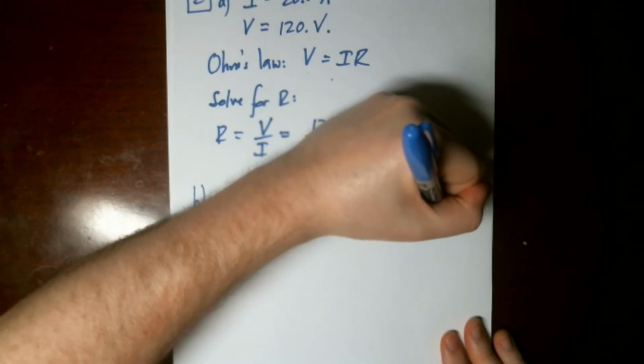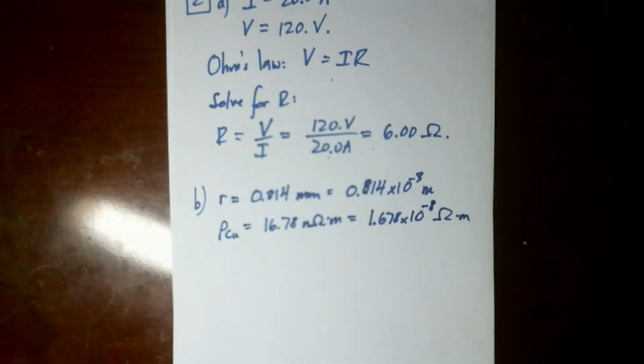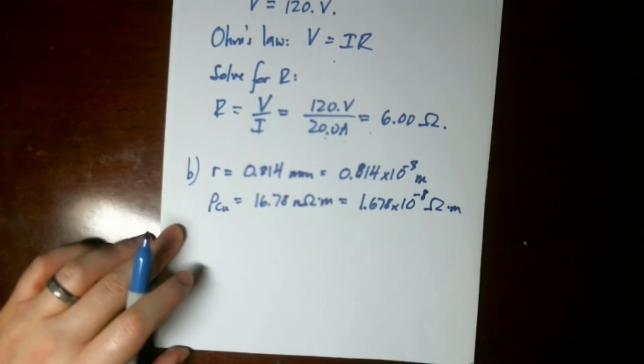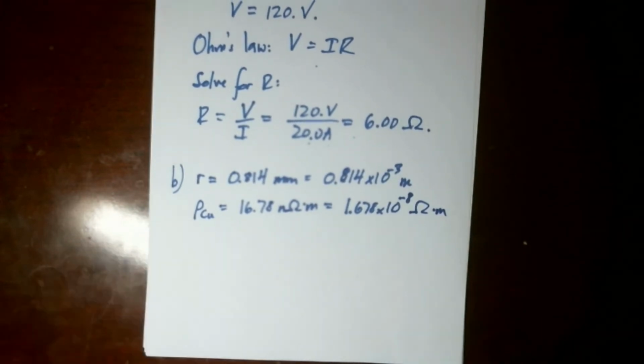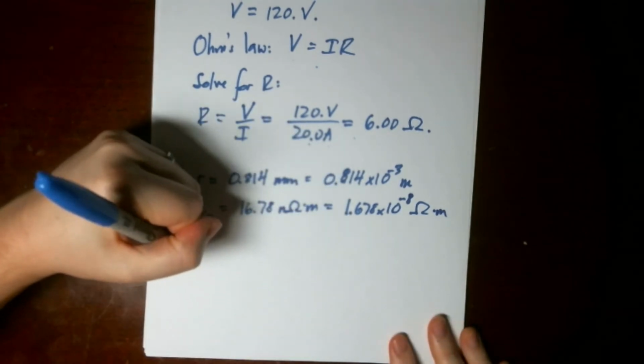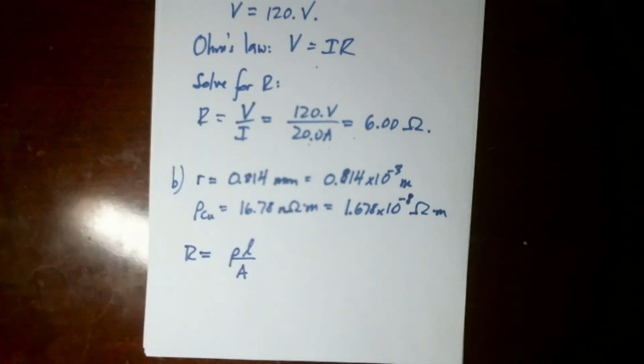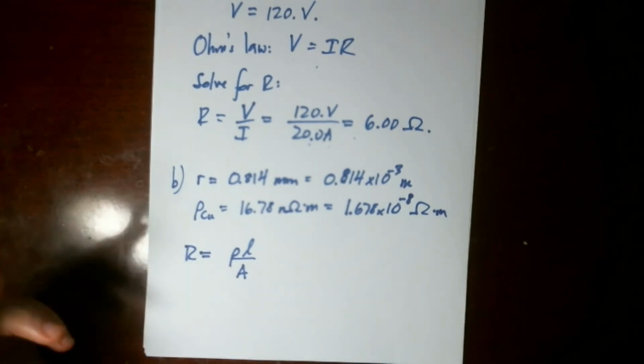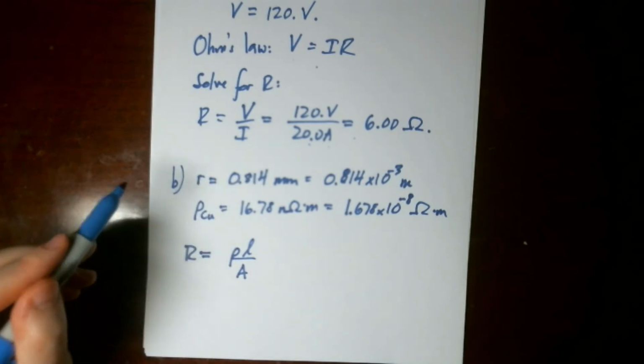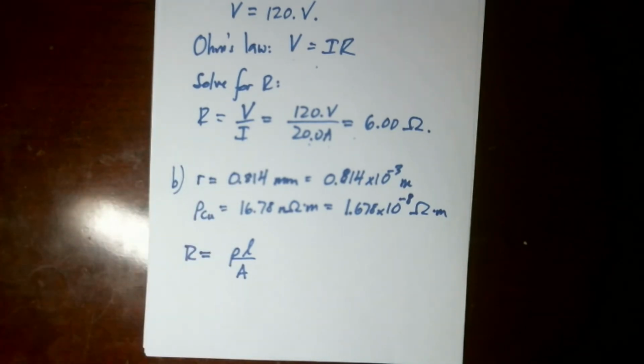Now we know that the resistance of some wire with cross-sectional area A, made of material with resistivity rho and with length L, is rho L over A. So what do we have? We know resistance, we know radius, which means we can get area, and we know the resistivity of the copper wire, which means we can solve for L.